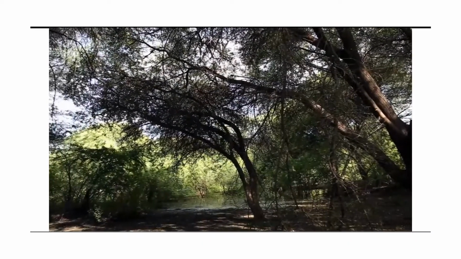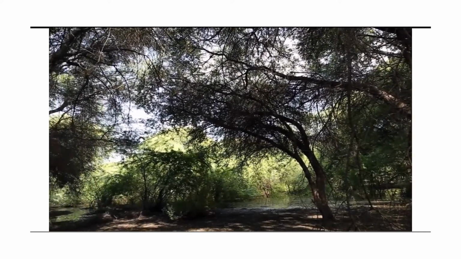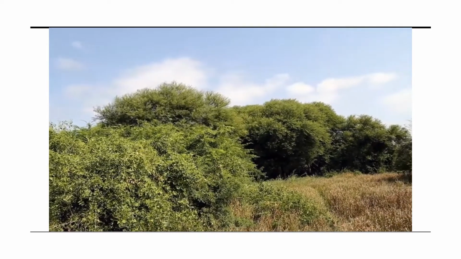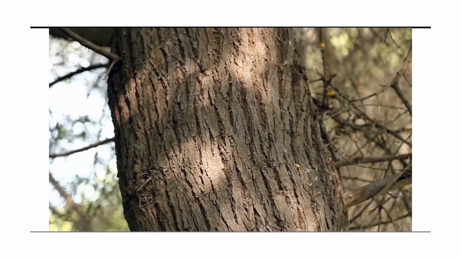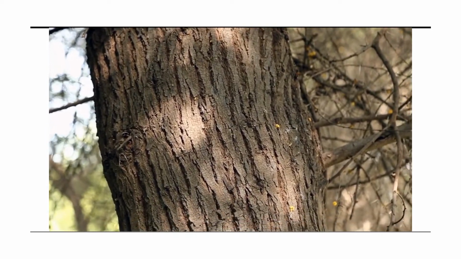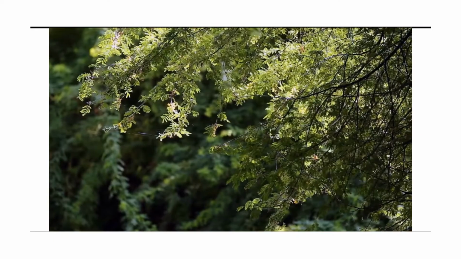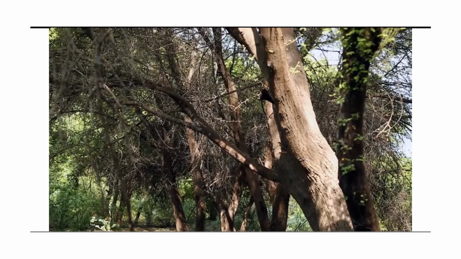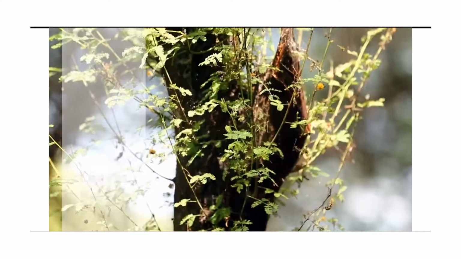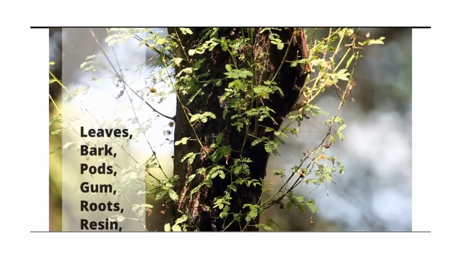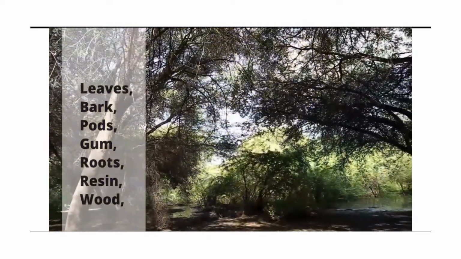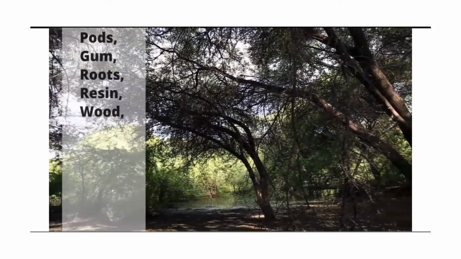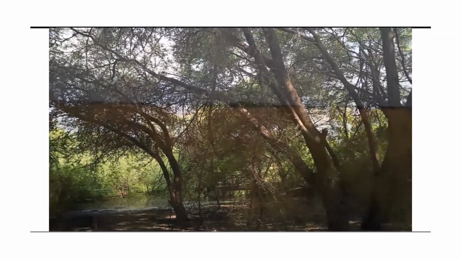Another such species growing in the arid region is the babool tree. The trees of babool are average and medium-sized ones. The bark of the tree is dry and forms cracks in the length. They are medium-sized trees of about 12 meters height. Leaves, bark, pods, gum, roots, resin and wood. Every part of this tree is useful for its medicinal properties.